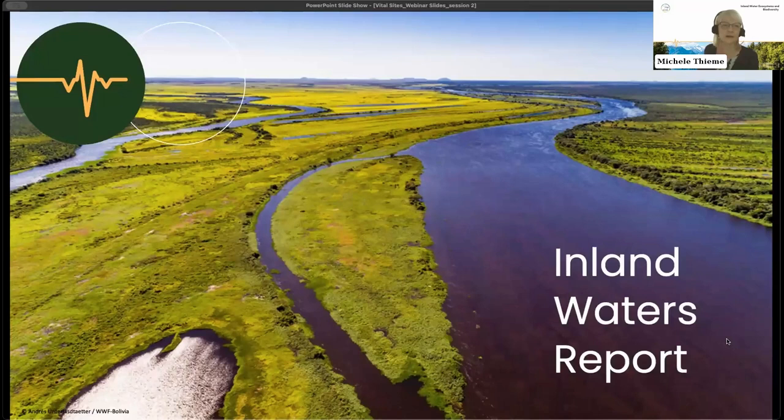I'm going to spend the next 10 minutes very quickly walking you through the first part of the report that Robin and Madhu have introduced.